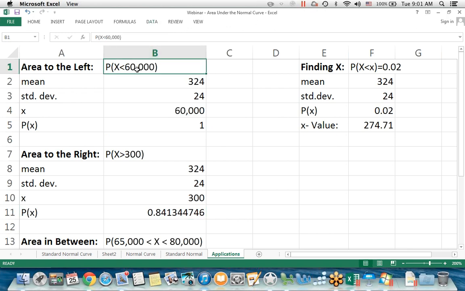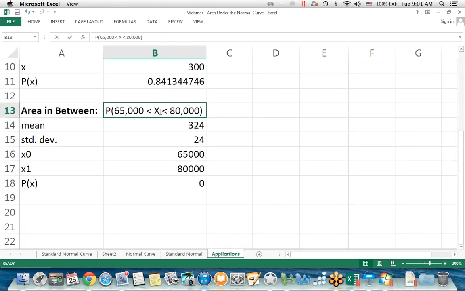Let's look at problem B. Problem B asks us for the probability of it being less than 340. So I'm going to take away the 60,000 I had for the last problem and change that to 340. Now this 340 will also change here, and so I have this as my corresponding probability.